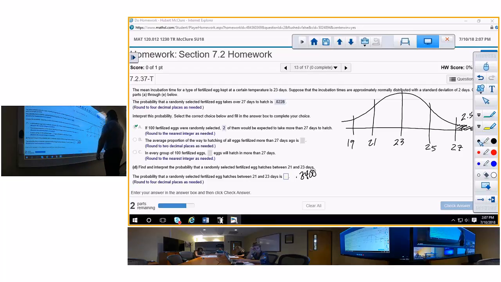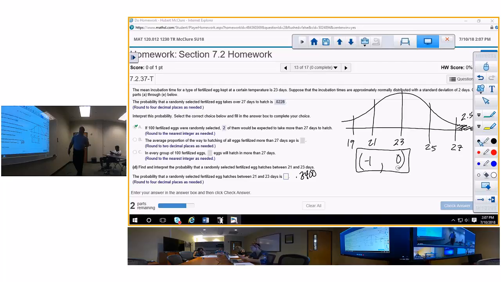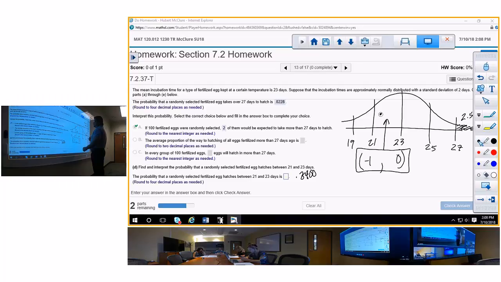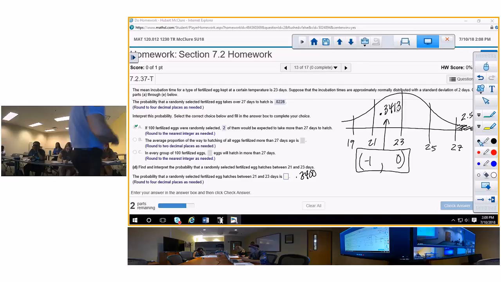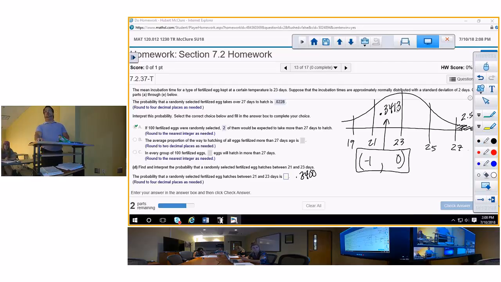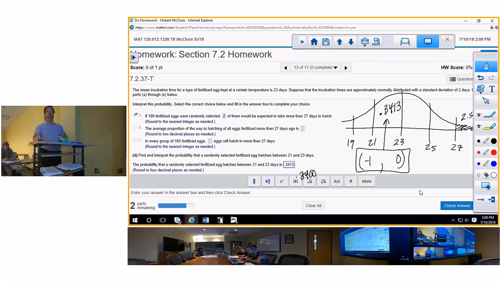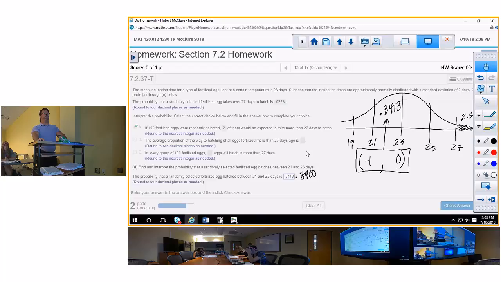Now, you go over here, between how many? Okay, 21 minus 23 is negative 2. Negative 2 divided by 2 is what? Negative 1. So somebody in your calculator, tell me what the area is between negative 1 and 0. Four decimal places, because it's area. 0.3413. So that means 34% of eggs are going to be between whatever and whatever. So 0.3413. And you're starting to feel good about yourself.